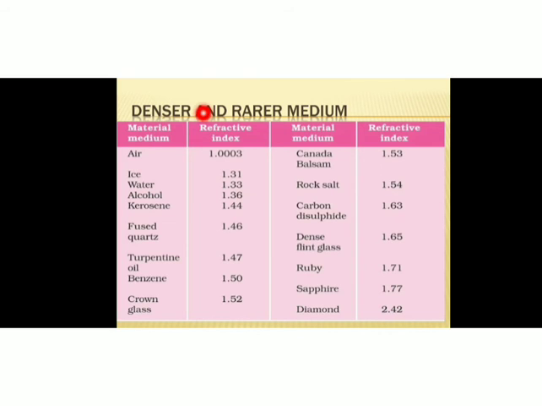So if air, ice and water are given, which is the denser medium? Yeah, water, because water has the highest refractive index, 1.33, among all the other three media. So refractive index helps us to identify the density. Which density? Optical density actually. It is not the mass density, it is optical density. So refractive index helps us to identify the optical density of a medium. Material having a higher value of refractive index is a denser one. Material having a low value of refractive index is the rarer one.